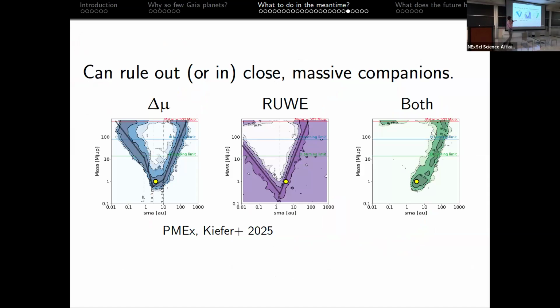And so Flavien Kiefer has this tool called PMEX to combine the astrometry difference in proper motion with this extra constraint to, in this case, rule out a massive close-in companion. And so he can use the Gaia measurements themselves to essentially erase this part of the parameter space, and you're left with this part on the right. This is data from a real star, and so in this case, the yellow dot shows where the companion actually lives, where it was actually imaged.